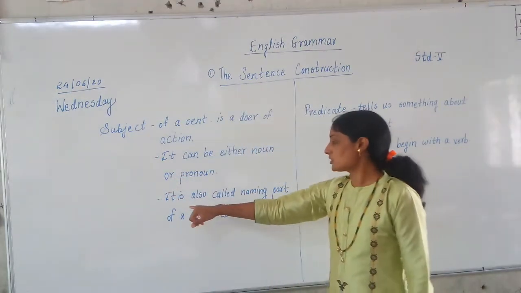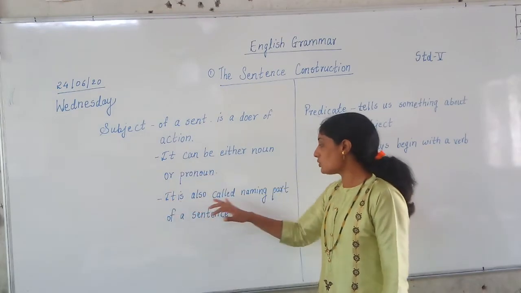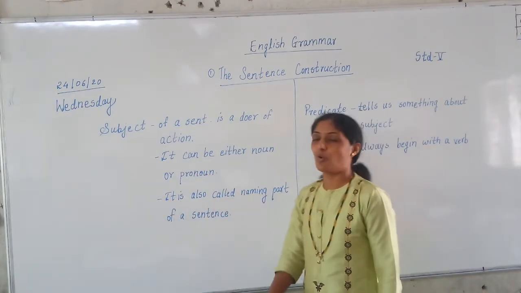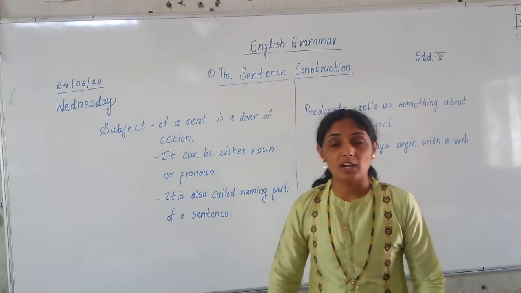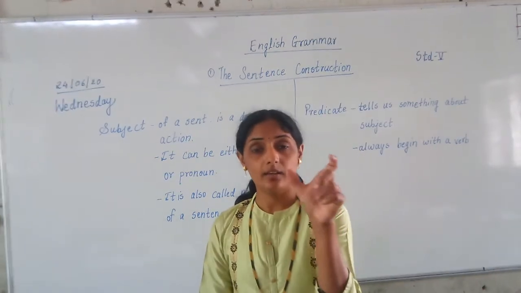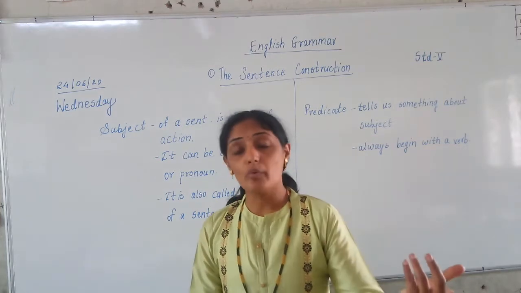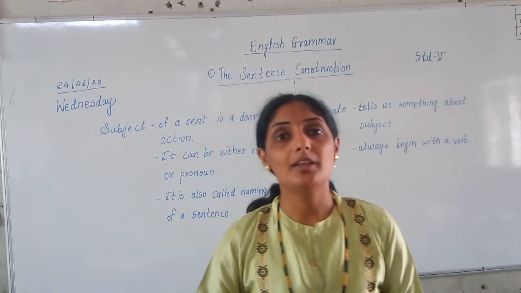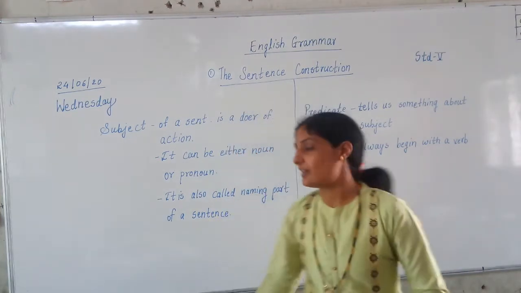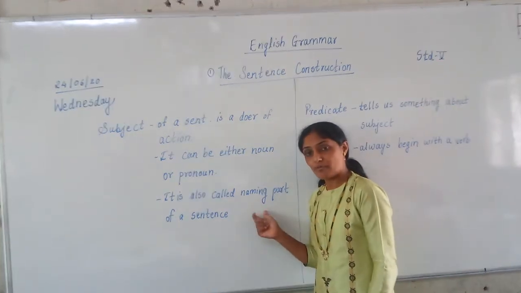Next, the sentence which is told about subject. It is also called the naming part of a sentence. Subject is also called what? The naming part of a sentence. When we ask the question, who acts like Robin Hood? Then you get Rahul. Rahul is the naming part. It is the name of a person.